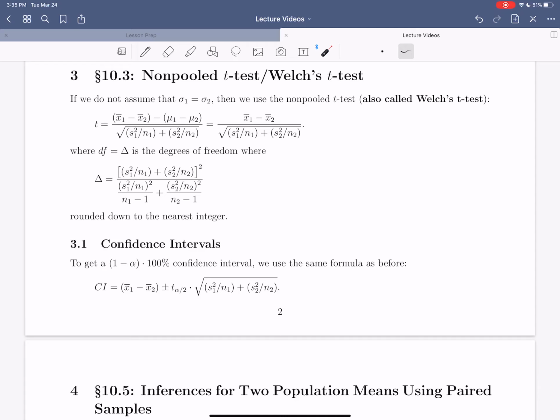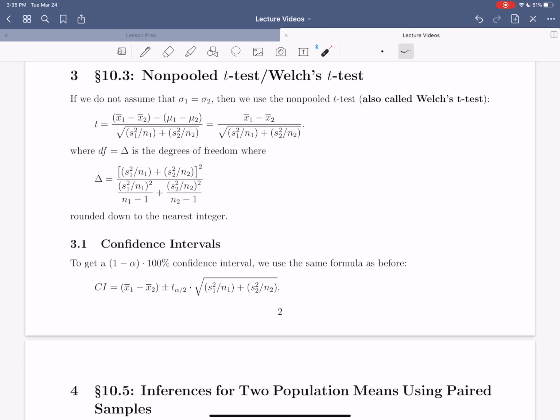So maybe they're equal, maybe they're not. We're not assuming anything ahead of time. And under that assumption, this is called the non-pooled t-test. Okay? And again, a little bit of math here. The test statistic is the same, right? If you go back and trace everything through, this is the test statistic that we're going to use.